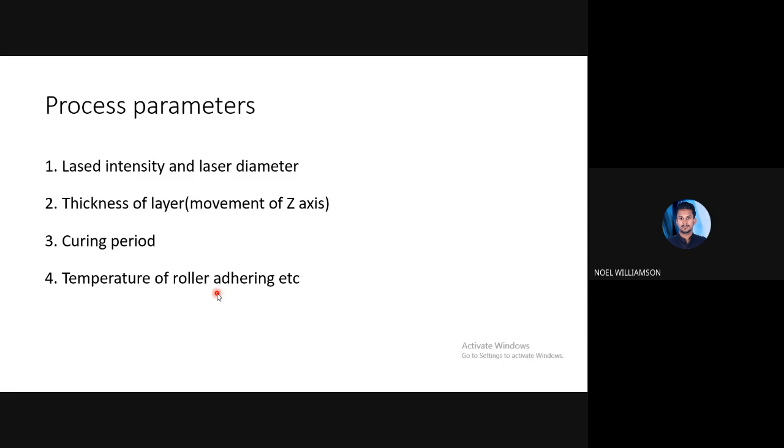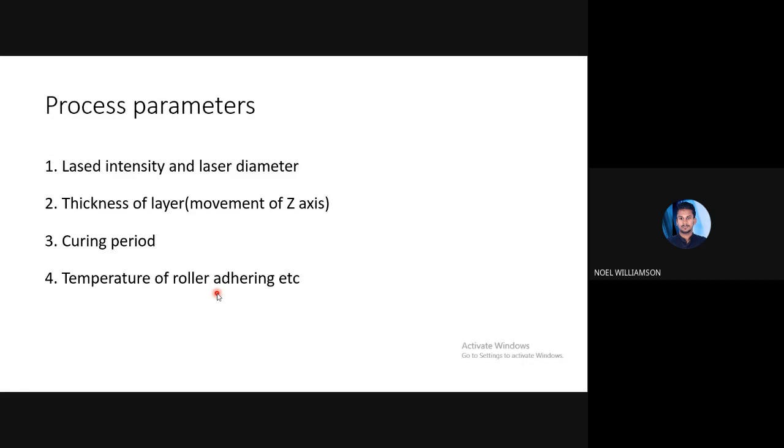Then curing period, that means after cutting, what we do is we use the heated roller to press or join the layers. So that is a curing period. So we'll give the time, how much time we are giving for that, that also depends on the quality. And finally, the temperature of the roller. So at which temperature the roller is. So these are the main process parameters.